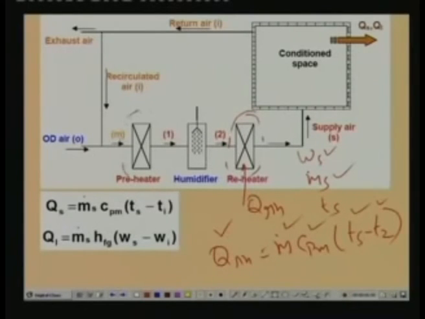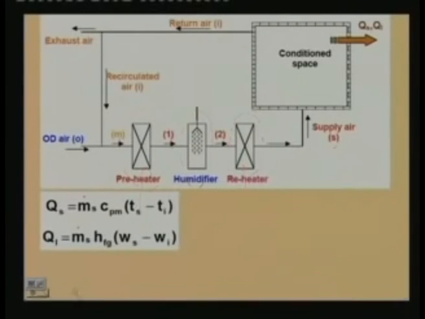Similarly, you can apply energy balance for the preheater and find out the amount of heat added in the preheater, apply mass balance across the humidifier and find out how much vapor has to be added in the humidifier, like that. Okay.